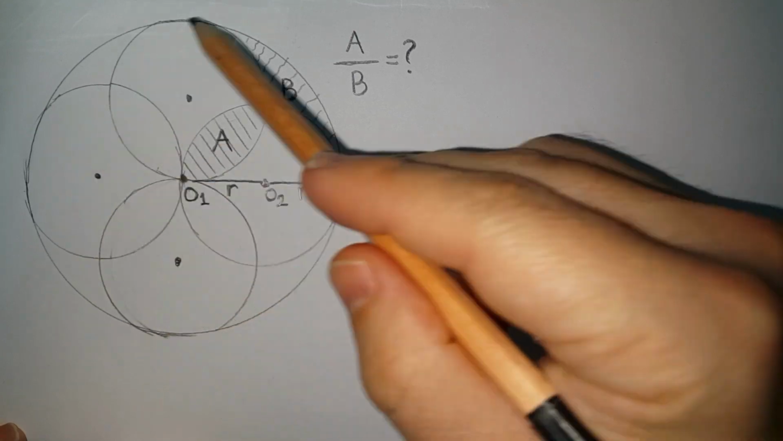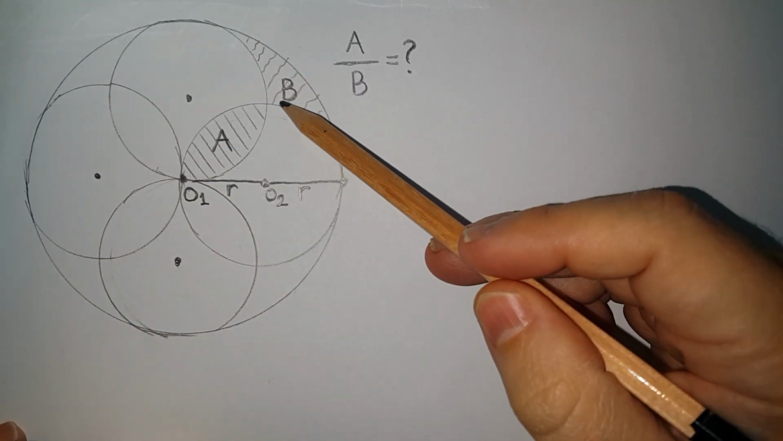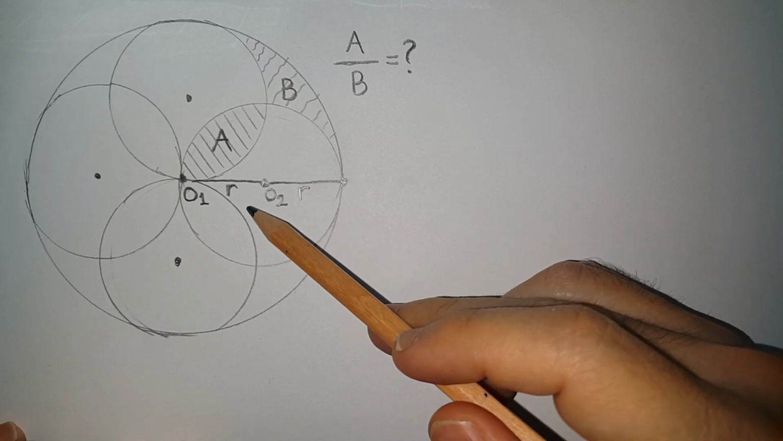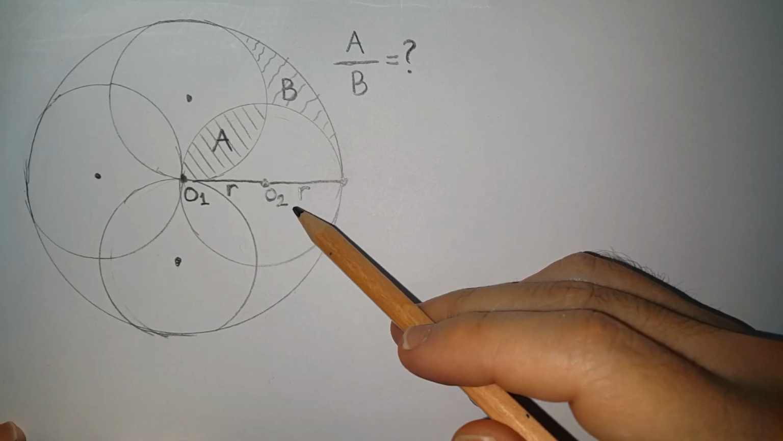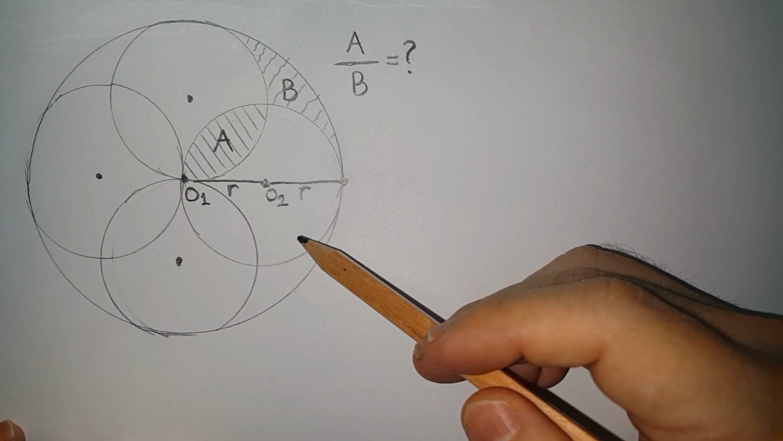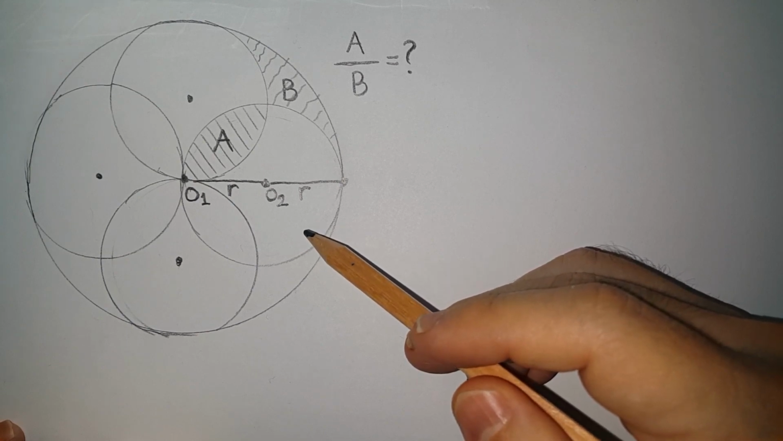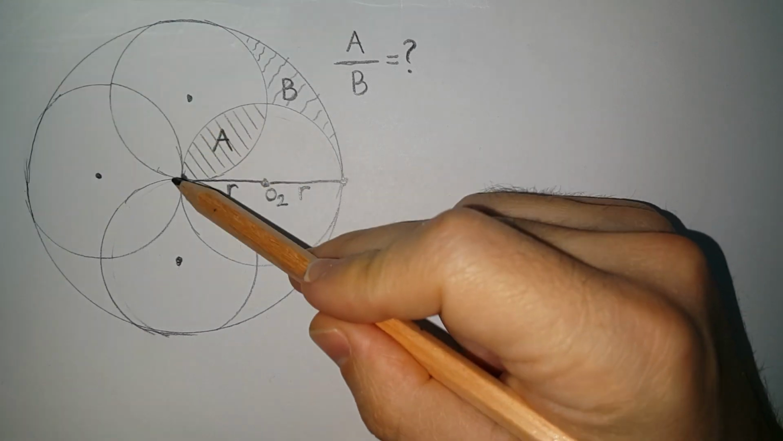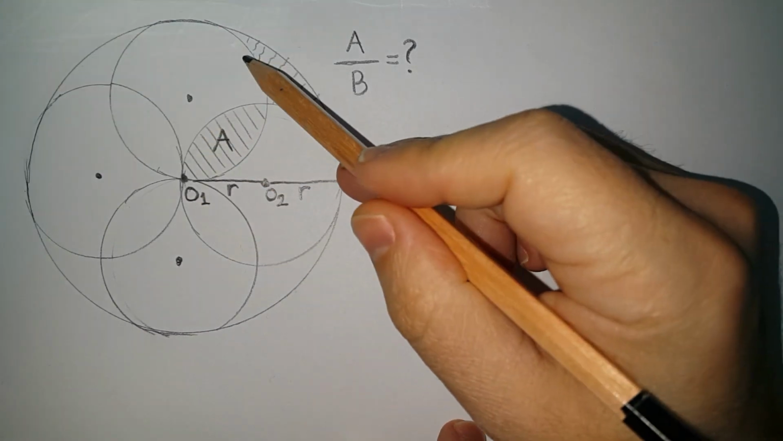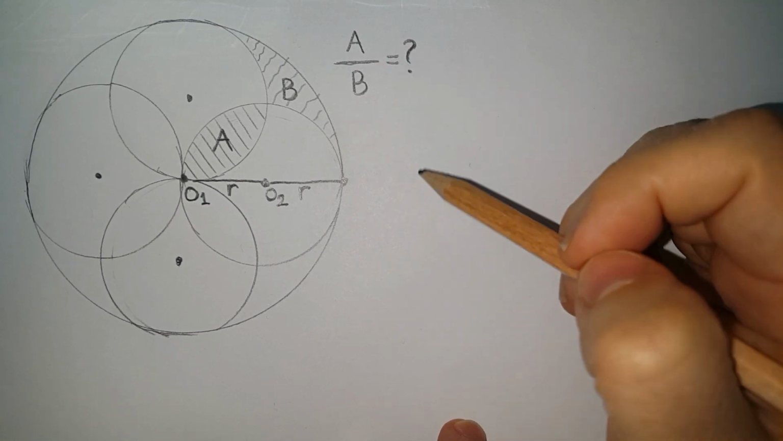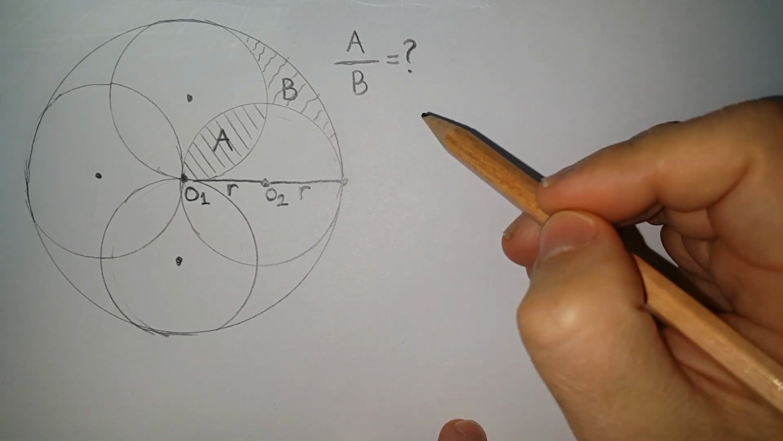We have a big circle here, this one, and it has 4 smaller circles inside it. And these small circles have half the radius of the big circle. So the radius of each small circle is r, while the radius of the big circle is 2r. We have this area A over here and this area B over here, and we want to find the ratio of A to B. So how do we find this ratio?